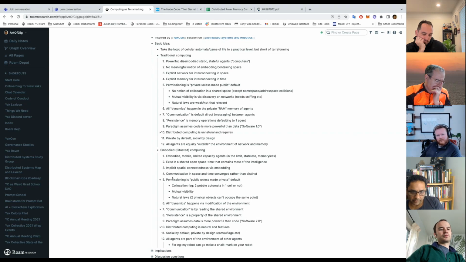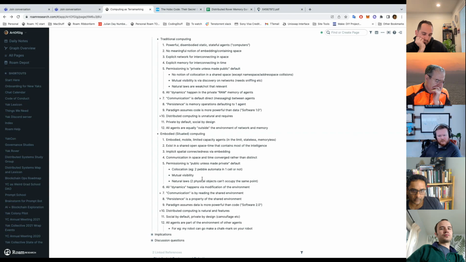So I'll actually read this one first. In situated computing, I think the default is public until made private. For example, you have a notion of co-location, so things collide and you can only get so close to each other. Whereas in traditional computing, co-location is almost a constructed notion, like namespace or address space collisions are what map to co-location.